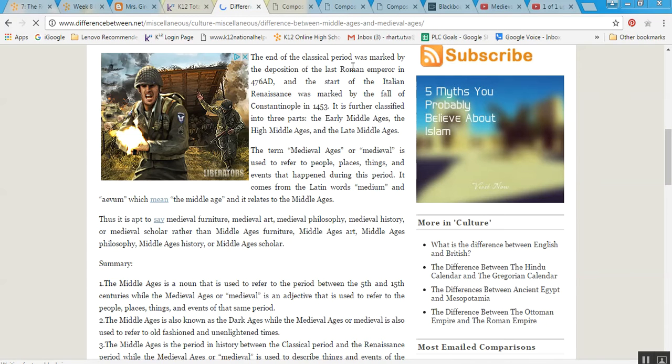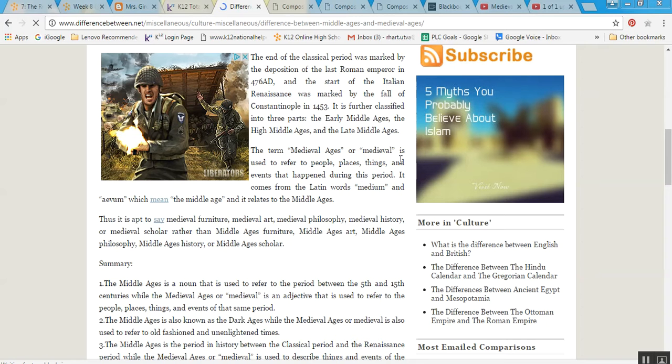The end of the classical period was marked by the deposition of the last Roman Emperor in 476 AD, and the start of the Italian Renaissance, which was marked by the fall of Constantinople in 1453. It is further classified into three parts: the early Middle Ages, the high Middle Ages, and the late Middle Ages.